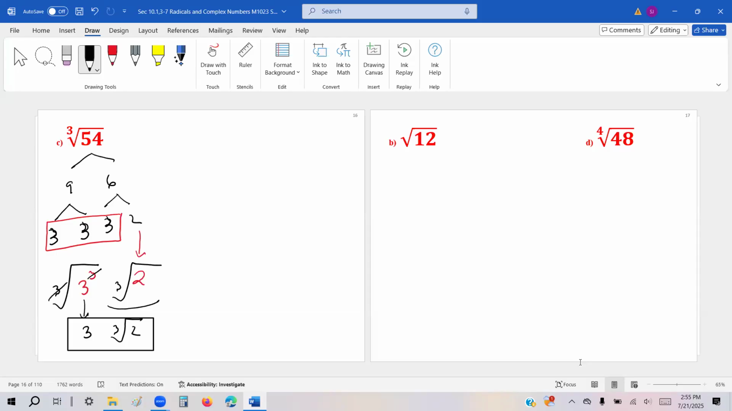It's supposed to be more numbers. So, anybody with another question?